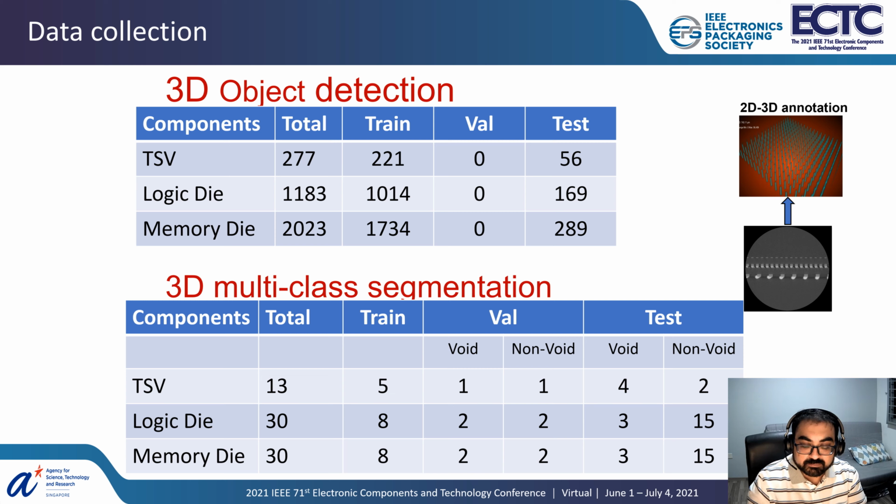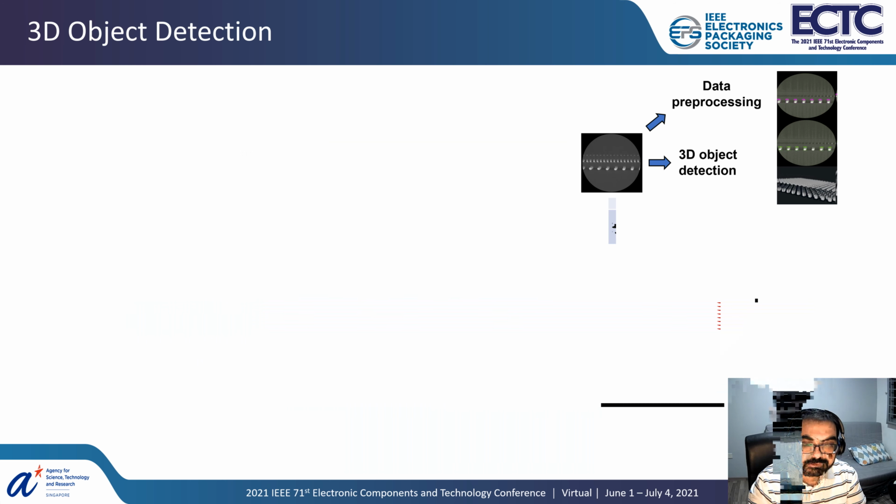Annotating the data for segmentation is a lot more expensive because you literally have to go down to each voxel and look at it and see which class it belongs to, such as your copper pillar, solders, and so on. Hence, we have a limited set of assets for segmentation. For TSV, we had a total of 13 annotations. For logic die and memory die, 30, equally split between void and non-void. So about 15 of them were void logic die, and 15 memory die contained voids as well.